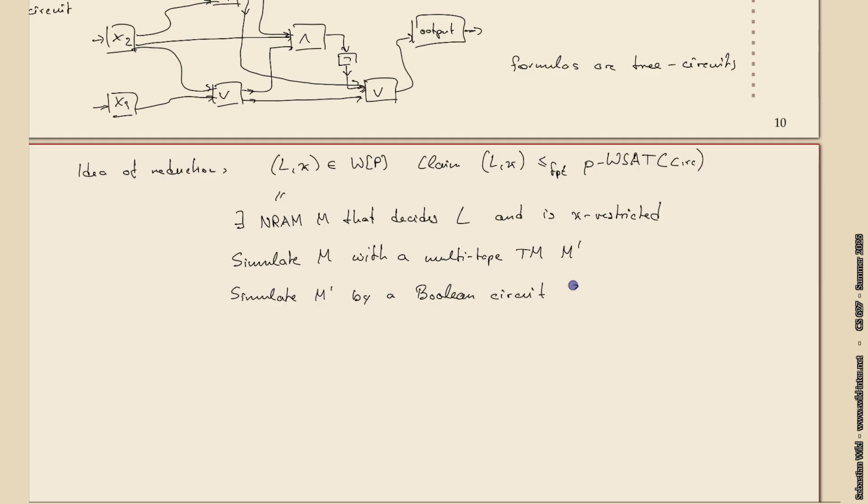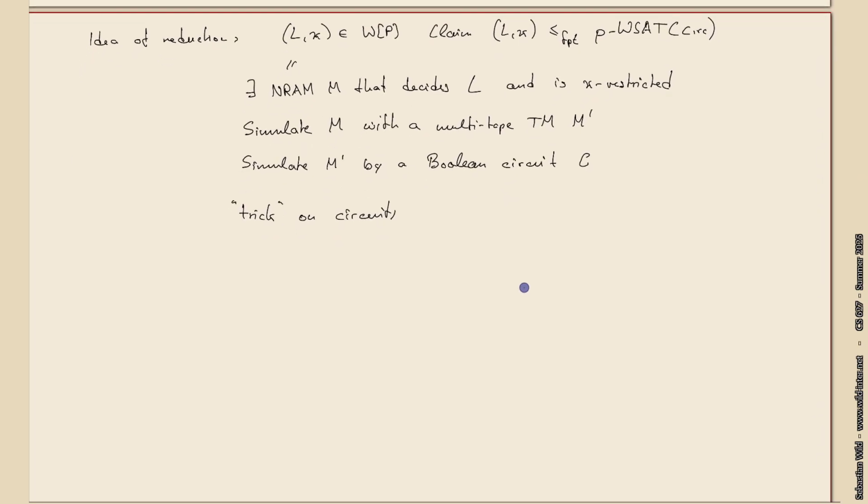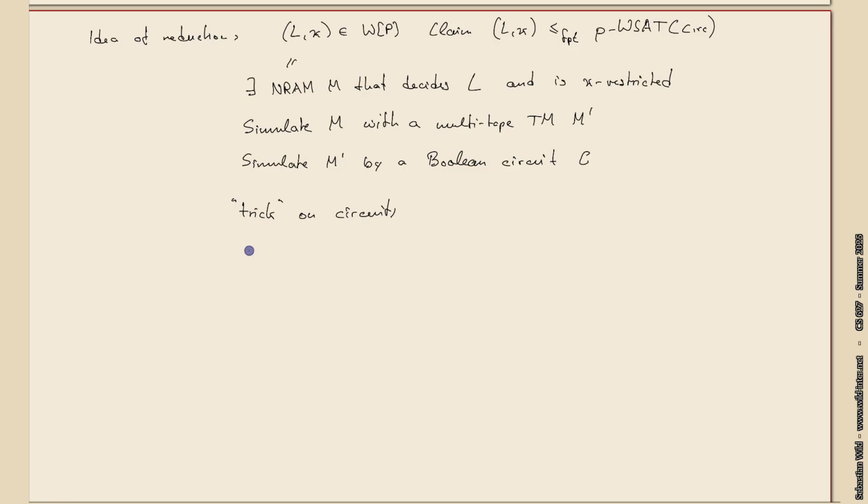And then comes the trick on circuits, which makes the whole point about circuits necessary. We can find the circuit D so that C is satisfiable if and only if D is satisfiable with weight K.